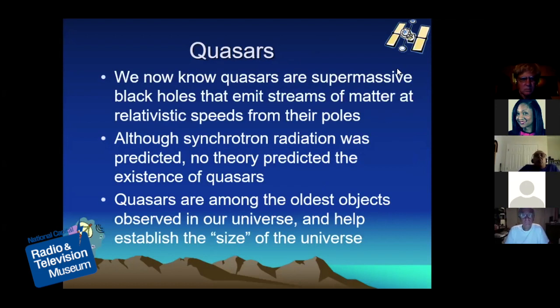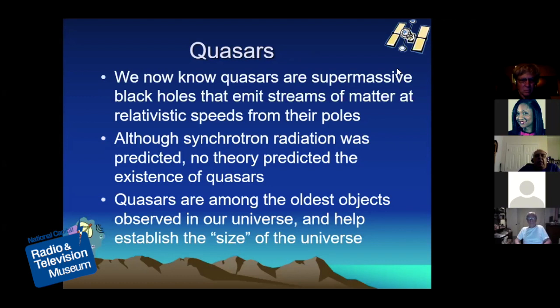So we know quasars are supermassive black holes that emit streams of matter at relativistic speeds. What's a relativistic speed? Well, a relativistic speed is a speed that's a large fraction of the speed of light. Now, this is matter going at a large fraction of the speed of light. And what special relativity tells us is that it takes a lot of energy to get a little bit of matter going at a large fraction of the speed of light. So quasars are very, very energetic things.